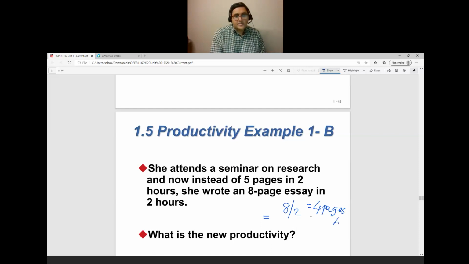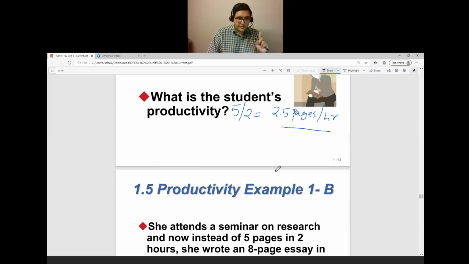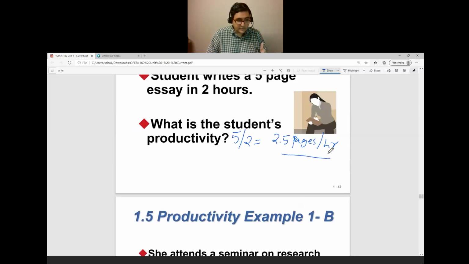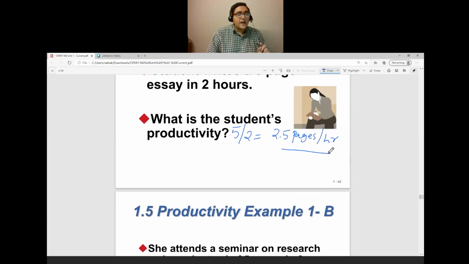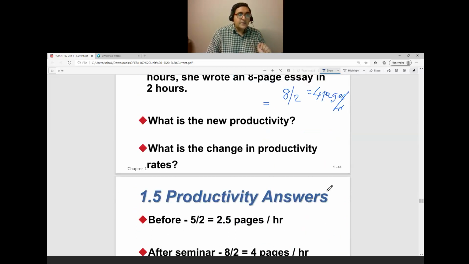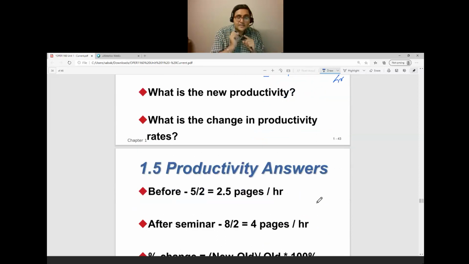Now she attends a seminar on research and now she can write 8 pages per hour. So her initial productivity was 2.5 pages per hour. Now, after attending this seminar, her new productivity is 8 divided by 2, which is 4 pages per hour. So that's her productivity now.